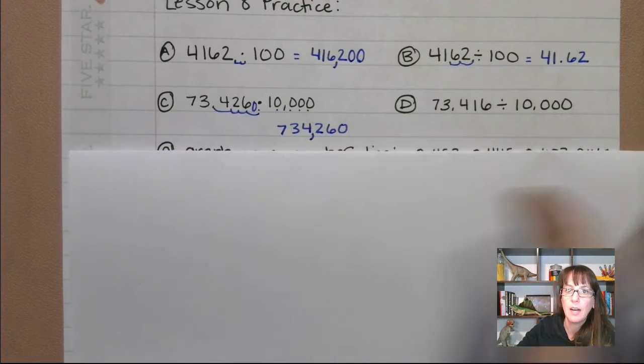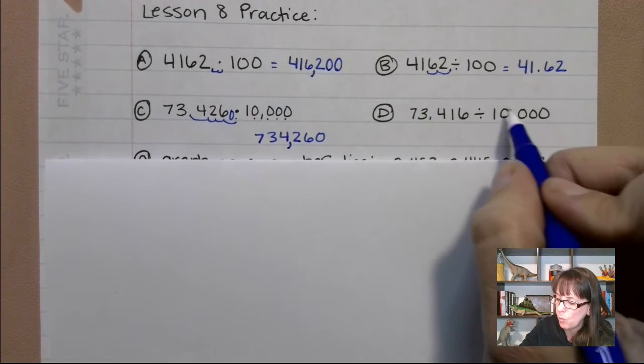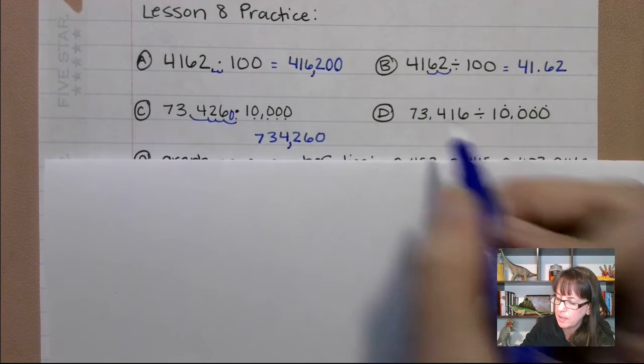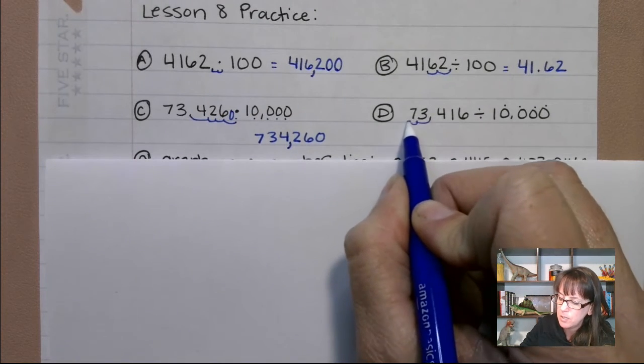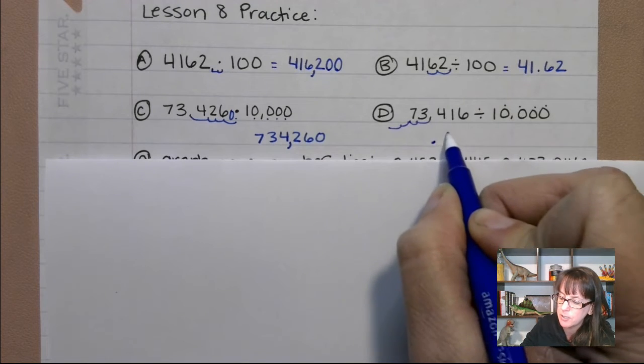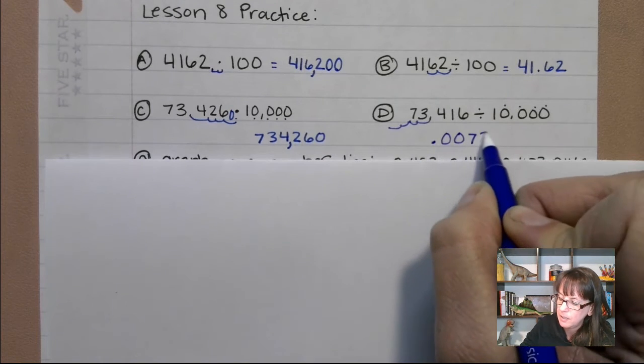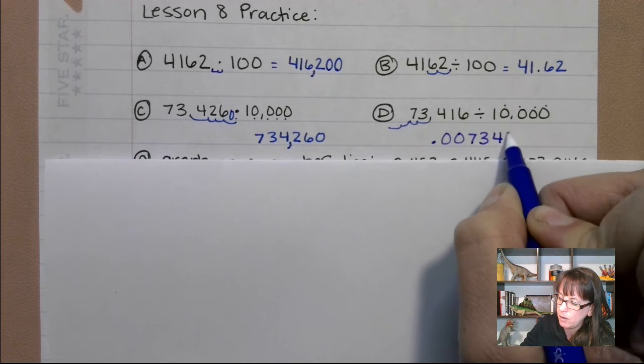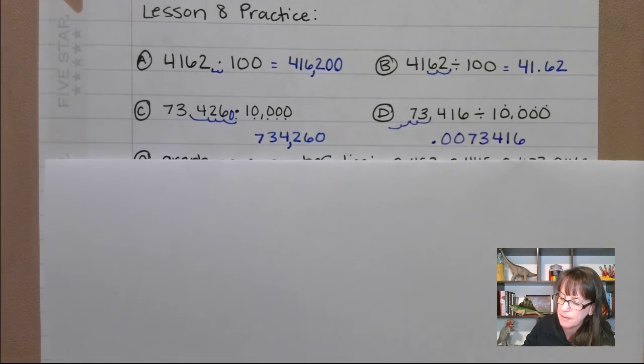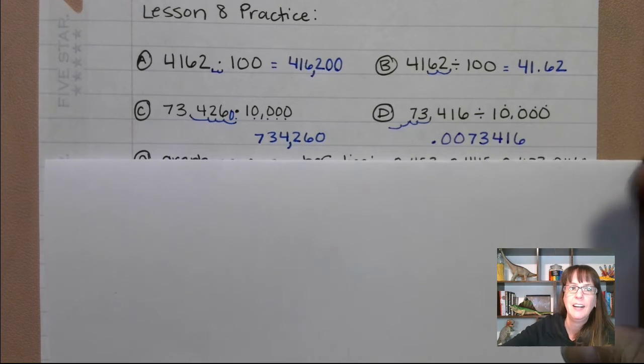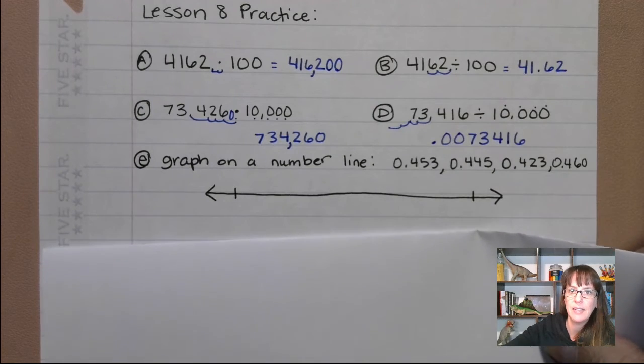So that's 734,260. Now dividing that same number, 1, 2, 3, 4 spots. So we're going to go 1, 2, 3, 4. So this time we have to create 2 extra holding spots in order to move that all the way over. So 0.0073416.